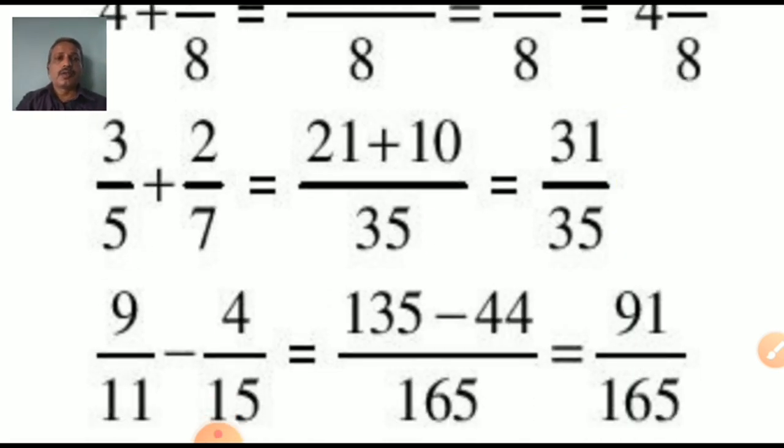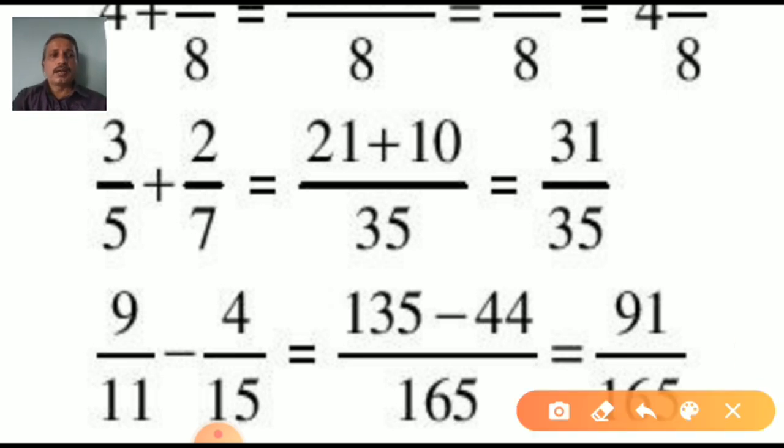Third question. Look here. Same way. Don't be afraid about anything. Cross multiply. 15 times 9 is 135 and 11 times 4 is 44. The answer is 135 minus 44, 91. Students, you can do it in exam, in rough work. Don't do directly like me. Here I am writing directly the answer, 135 minus 44. But you should check it out.